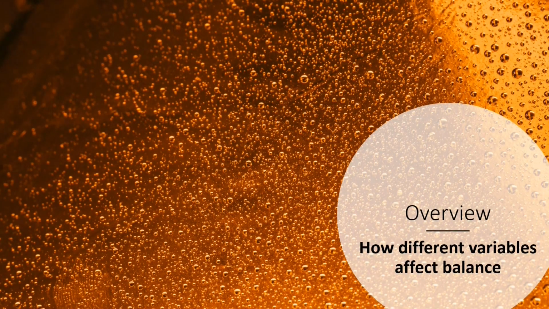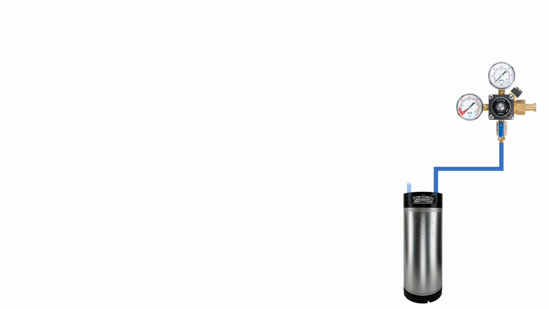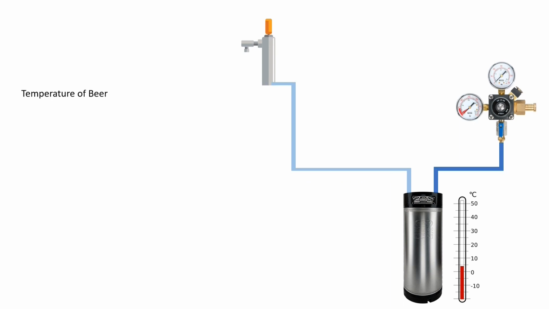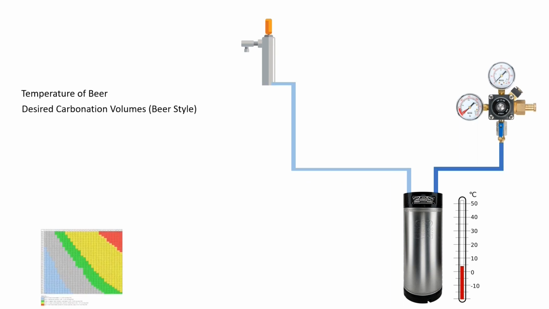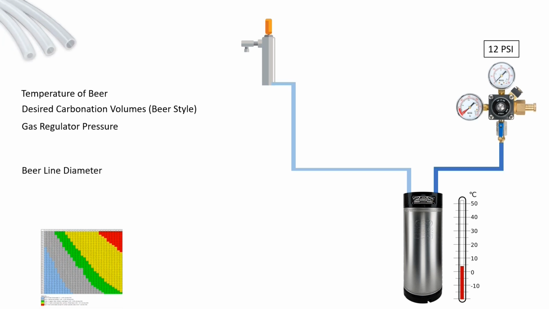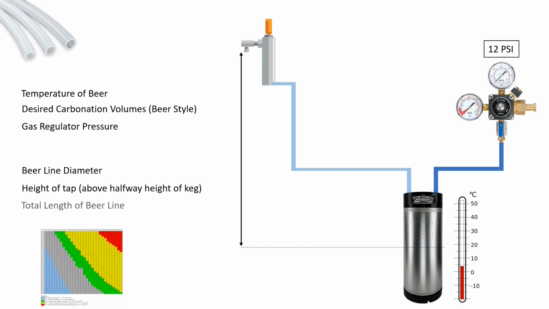First, a quick overview. Let's start by having a look at a basic draft system. We have a gas bottle and regulator that goes to a keg, and then a beer line that runs from our keg to our beer tap or font. Some of the variables we're going to need to have a look at are temperature of the beer, the desired carbonation volume, which is how bubbly the beer is, the gas regulator pressure, beer line diameter, the height of the beer tap above the halfway height of the keg, and the total length of the beer line.